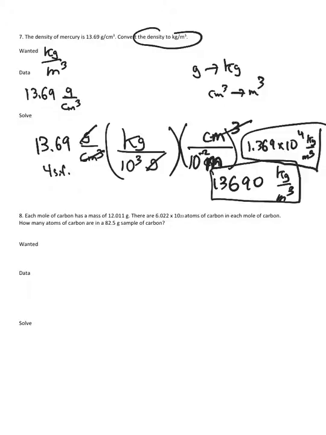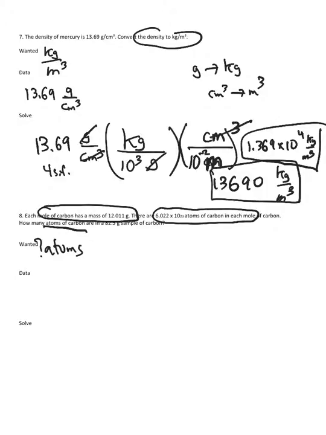Number 8. Each mole of carbon has a mass of 12.011 grams. There are 6.022 times 10 to the 23rd atoms of carbon in each mole of carbon. How many atoms of carbon are in an 82.5 gram sample of carbon? Okay, so what are we after? We're after atoms. How many atoms? So we got a mole of carbon has that mass. We got that many atoms in a mole. And we're wanting to find out how many atoms are in that number of grams.